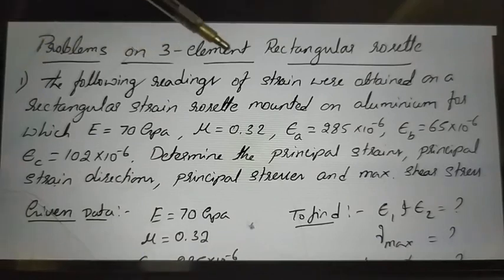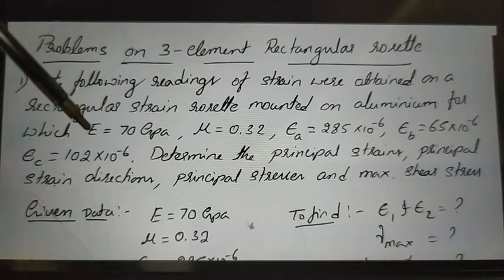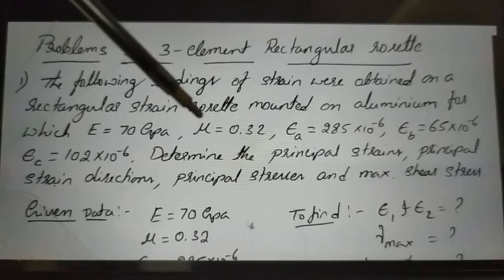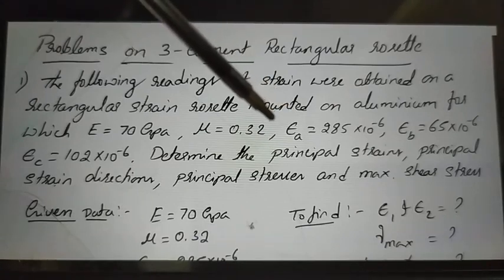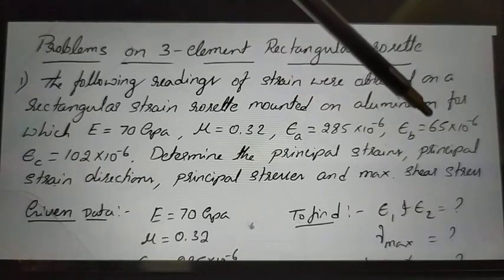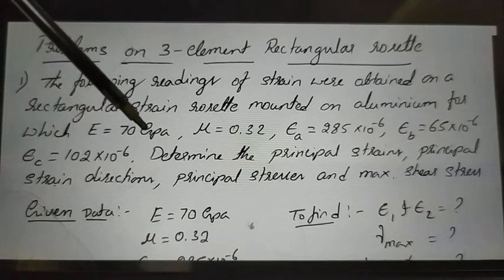The following readings of strain were obtained. This is the problem on the three element rectangular rosette. The following readings of strain were obtained on a rectangular strain rosette mounted on aluminium for which capital E, the Young's modulus, is equal to 70 GPa, and mu, the Poisson's ratio, is 0.32, and epsilon A, the strain in the A strain gauge, is 285 into 10 raised to minus 6, epsilon B is equal to 65 into 10 raised to minus 6, and epsilon C is equal to 102 into 10 raised to minus 6.